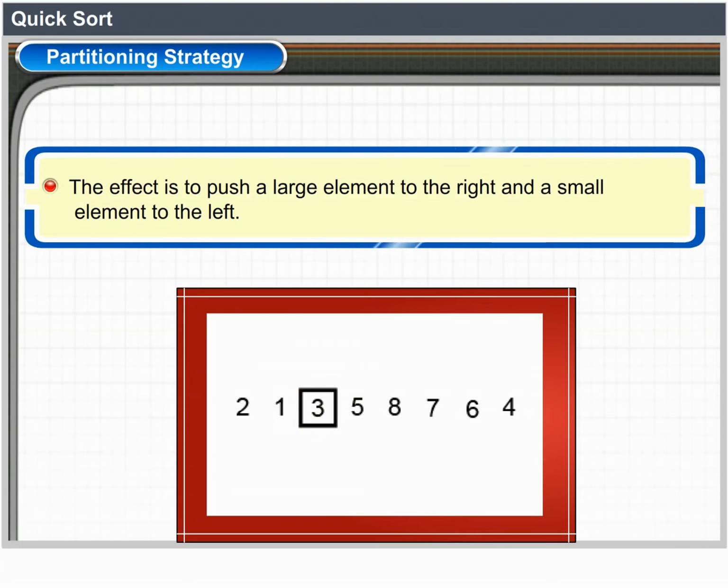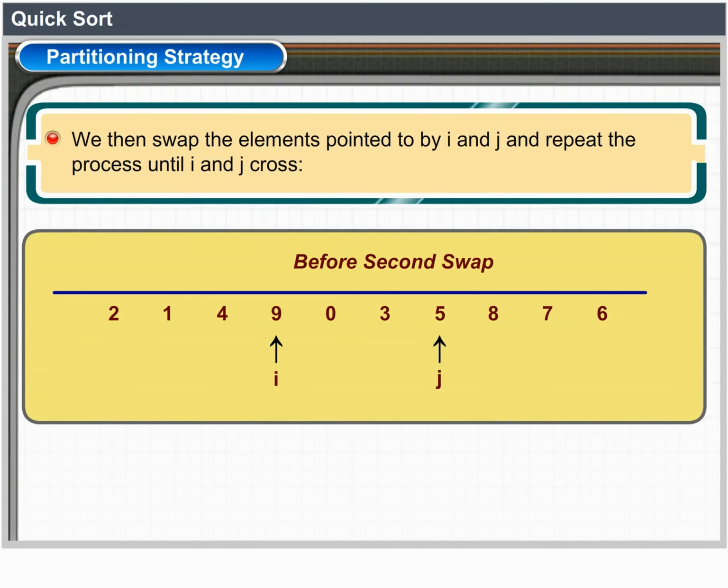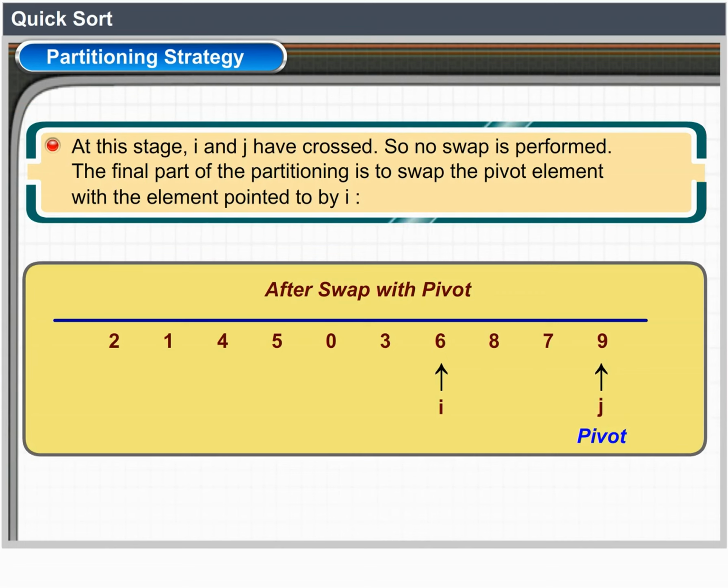In the example above, I would not move and J would slide over one place. This situation is as follows. We then swap the elements pointed to by I and J and repeat the process until I and J cross. At this stage, I and J have crossed, so no swap is performed.